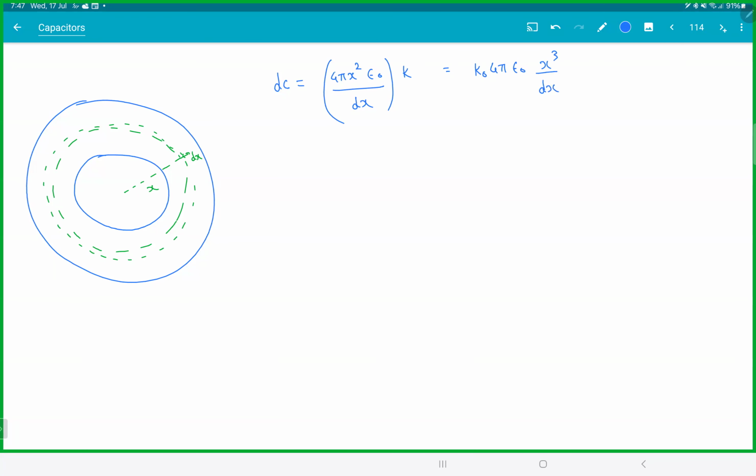How did you integrate this when dx is in the denominator? That is the first thing you should get a doubt. How did you get x square over there? 4 pi x square is the surface area. Epsilon A by d. What is A? Area of the sheet. Surface area. Which formula would we use, the spherical one?